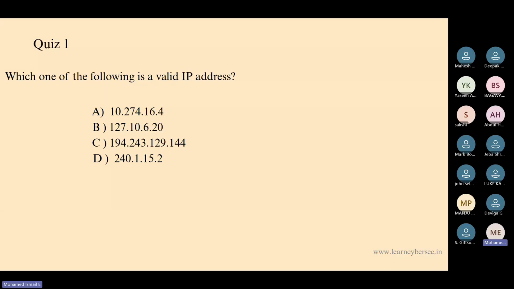All right, let's come to the answer. The first is not the answer because the second octet 274 is out of the range 0 to 255. The second one, B, is a loopback address because it starts with 127, so that is not the right answer. The third one, 194.243.129.144, could be a right answer. Next is 240.115.15.2. That is not the right answer because there is a first octet range limit, and 240 is beyond that. So D is not the answer. So the right answer is C.